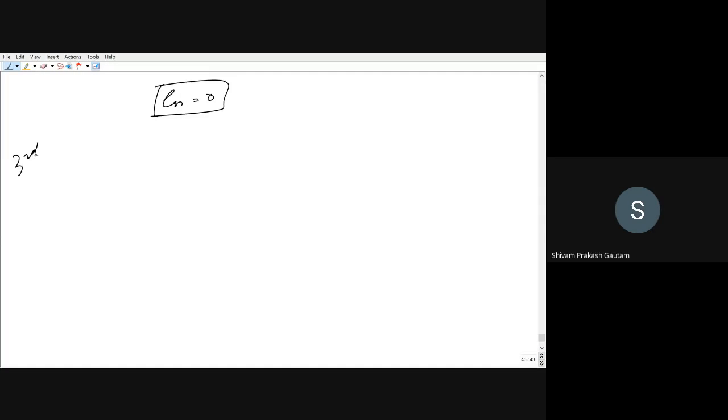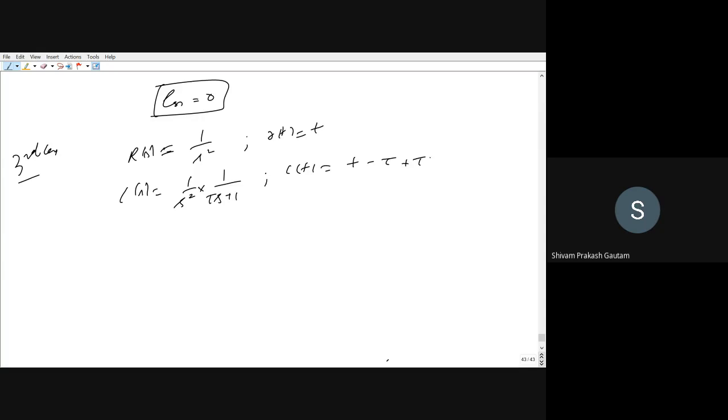Third case. Here R(s) is ramp. Ramp is 1 upon s square, r(t) is equal to t. C(s) will be equal to 1 upon s square multiplied by 1 upon tau s plus 1. And c(t) is equal to t minus tau plus tau e to the power minus t by tau. This is our c(t). If I want to plot it, I can plot it also.